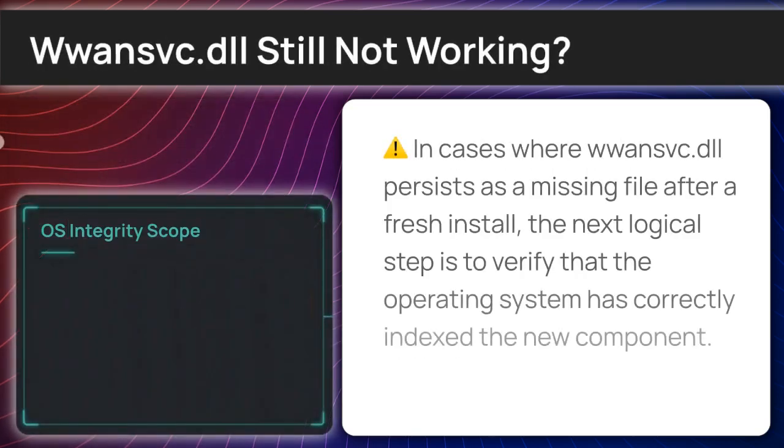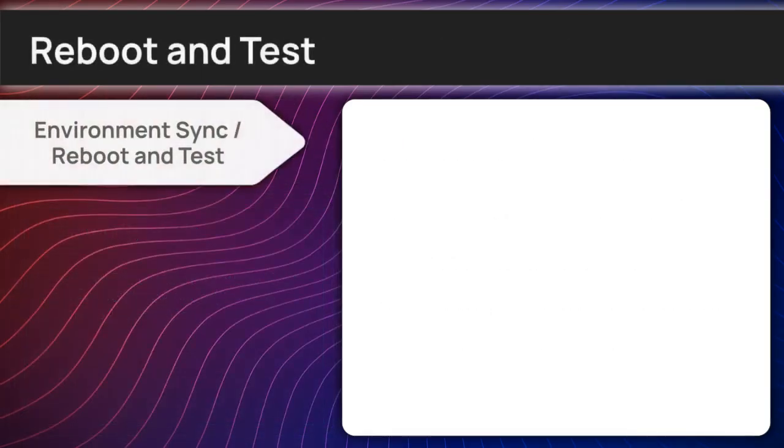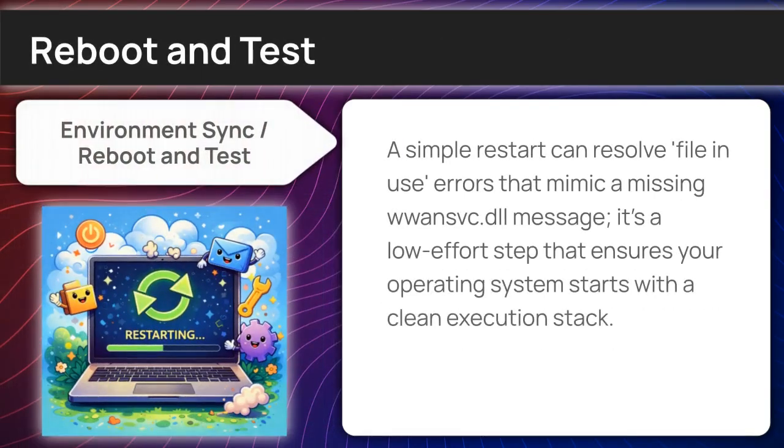If the redistributable repair didn't resolve the pop-up, the next logical step is to analyze the local environment for process conflicts. A standard restart allows the Windows bootloader to rescan your system directories and potentially recognize an unregistered Wireless Wide Area Network Service component.